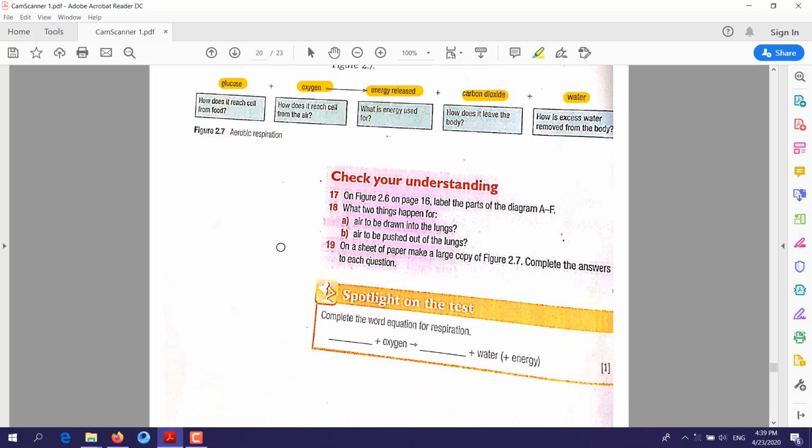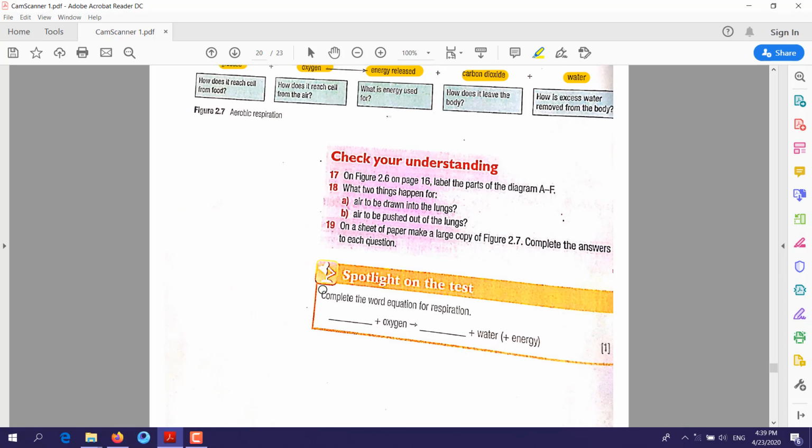Check your understanding. This will be your task. Spotlight on the test: complete the word equation for respiration. The answer is here, it's this one. Here you need to focus and differentiate between photosynthesis that happens in plants and cellular respiration. These two chemical reactions are exactly the opposite of each other.